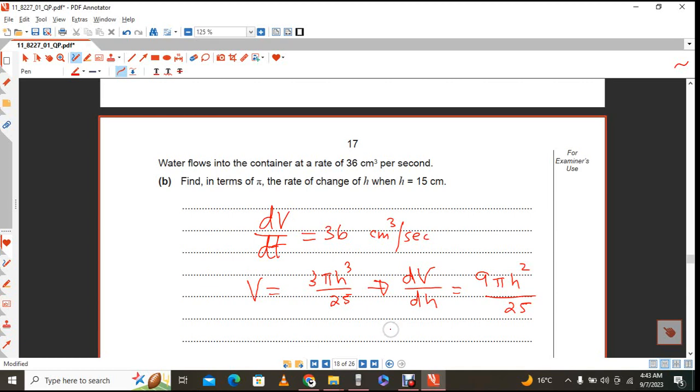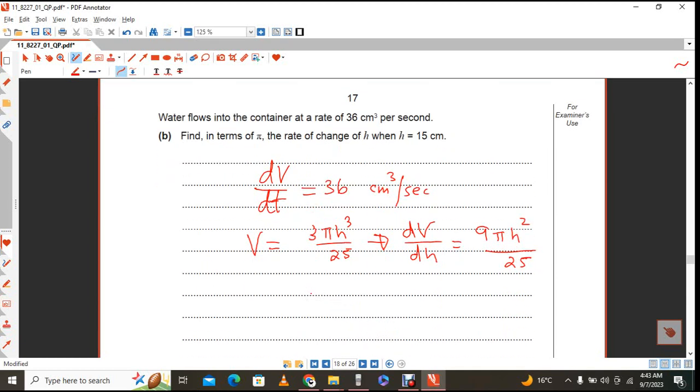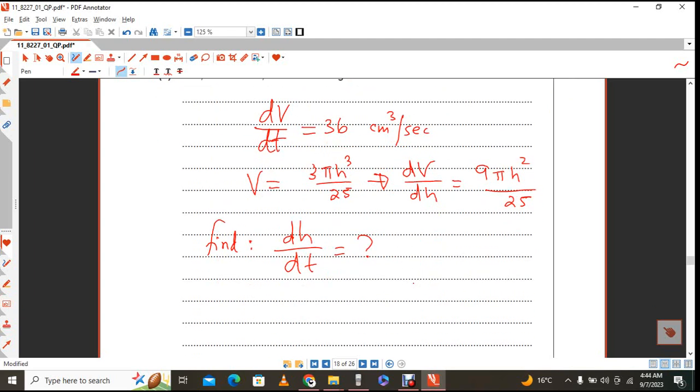Very important. So what are they asking us? They say we should find the rate of change. So what must we find? We should find the rate of change of h with respect to t. This is what we need to find. Okay, and they will give us when h is equal to 15, and then we must give our answer in terms of pi. So let's first find dh/dt.